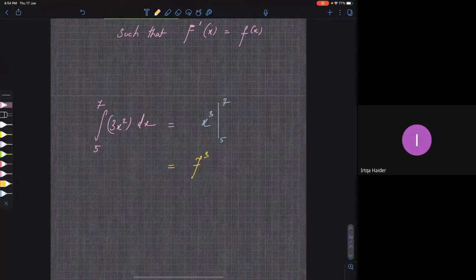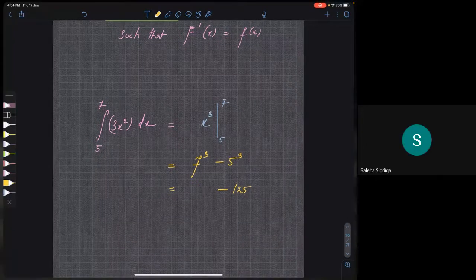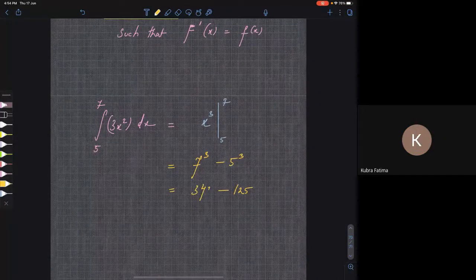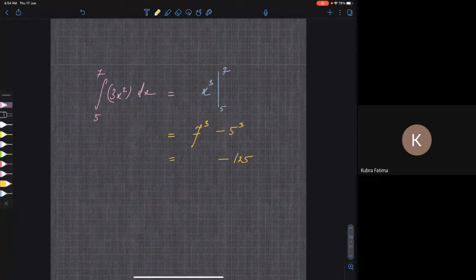So the answer is 7 cube minus 5 cube. What is 7 cube? 5 cube is 125. What is 7 cube? So let us check it. 343. Okay. So what is 343 minus 125? 218, sir.